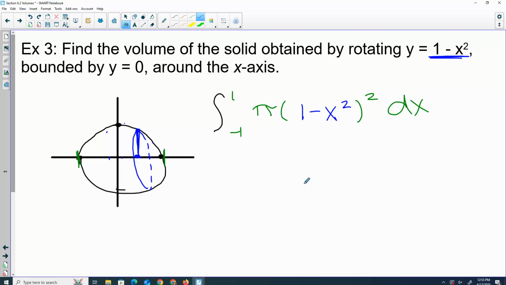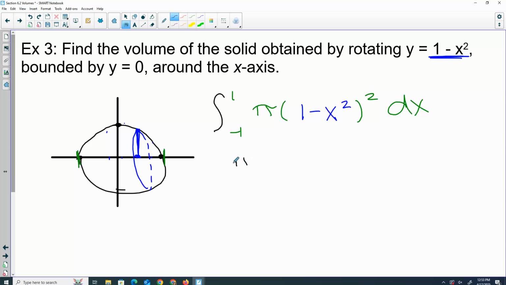Now we've done the hard part. The setup is what's tricky on these. Are there questions about how I got there? So my curve is my radius because that's the height we're looking at. The cross section is a circle, so that's why I'm doing pi r squared.